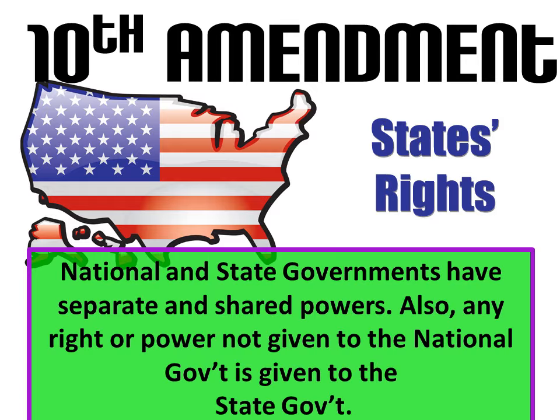So in the Constitution, here's an example. In the Constitution, it says nothing about the national government being able to say if a state is free or slave. That means that that should be a state's decision. Because if it's not a power given to the national government, then it should be something given to the states. That's the 10th Amendment.